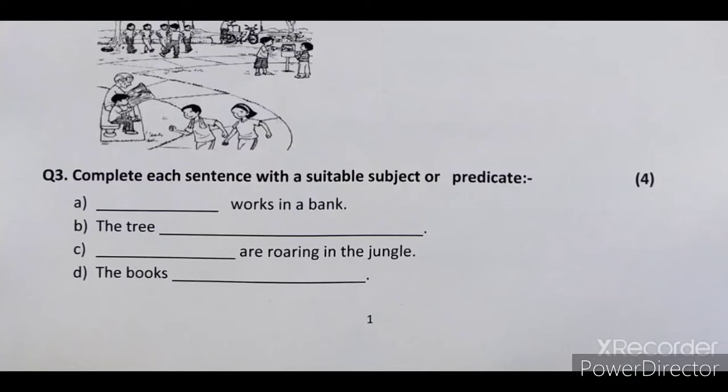Dash are roaring in the jungle. The lions are roaring in the jungle. If you write the line alone, this is wrong, because here "are" is there, so it is plural. So you have to write the lions are roaring in the jungle. The books: what is the suitable predicate? The books are very interesting, or the books are too heavy. Write like that.